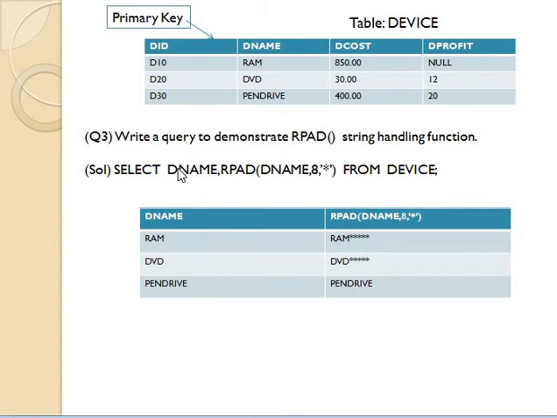So the first part of the query selects the column dname from the table device, and upon selecting the column dname, all the entries of the column dname, that is RAM, DVD and pen drive, get displayed in the output table along with the column dname. You can see it clearly here. And after displaying the column dname along with its entries into the output table, the next part of the SQL query uses the RPAD function to display the column dname in a particular format.